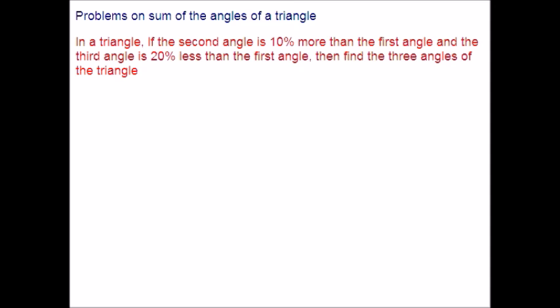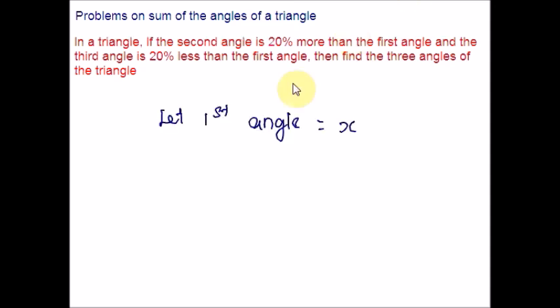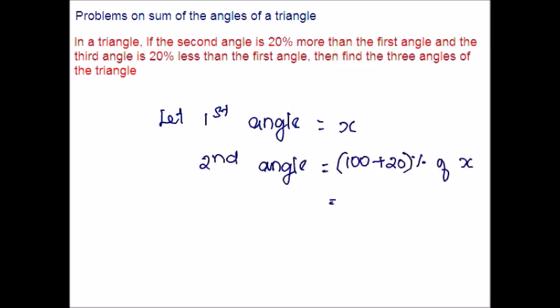As usual, I am going to take a variable x. Let x be the first angle. Now let's convert the given statement. Second angle is 20% more than the first angle. So already this angle is 100%. 20% more means 100 plus 20, which is equal to 120. So 120% of x, that is 120 divided by 100, since percentage means divided by 100. So 120 divided by 100 is nothing but 1.2. Of means multiply. So 1.2 times x.